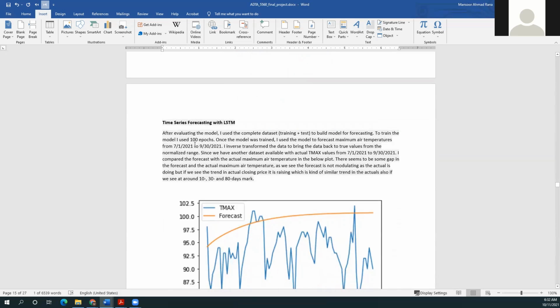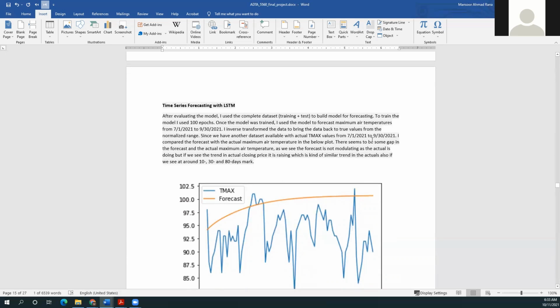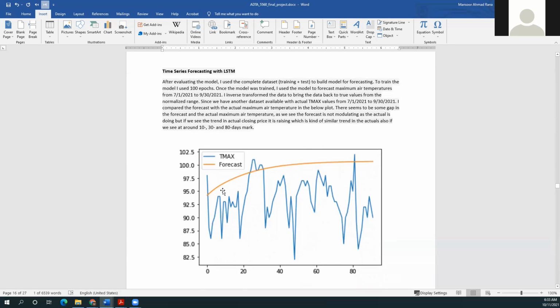So once the forecast model was trained, we generated a forecast ranging between 7/1/2021 to 9/30/2021, and then we got the actuals also from the second file that we discussed about in the first part. So here we plot both the actuals versus the forecast.